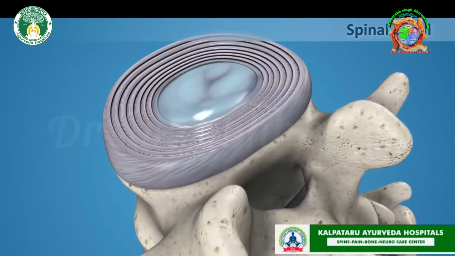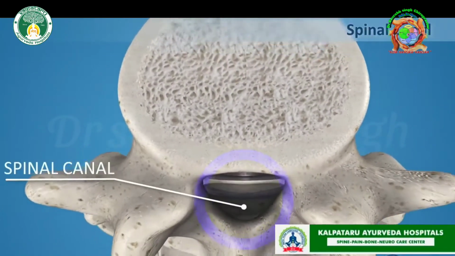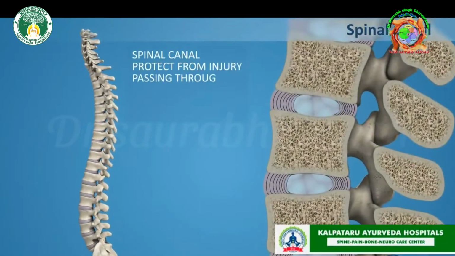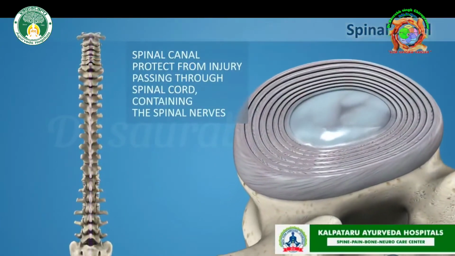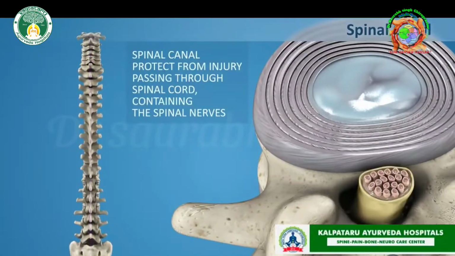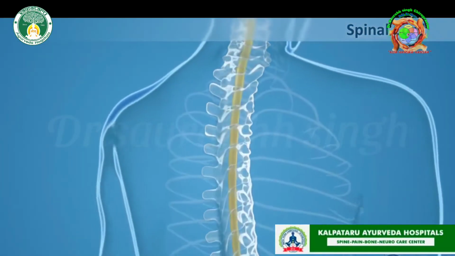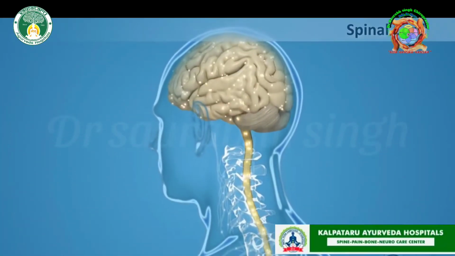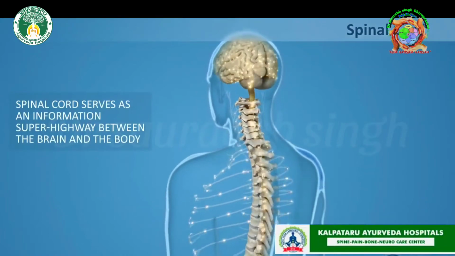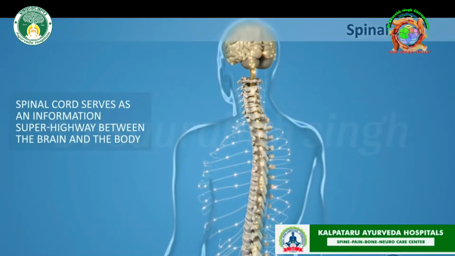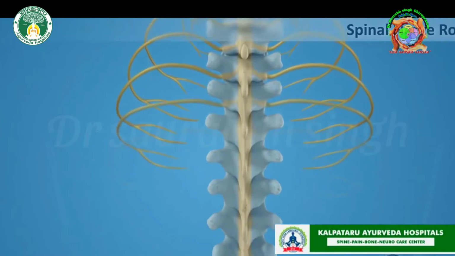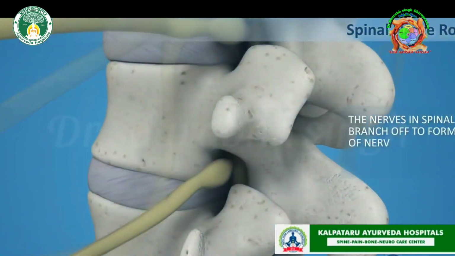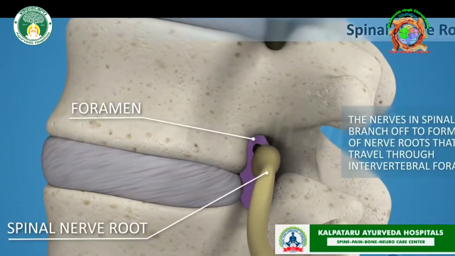Directly behind the discs, the ring-like vertebral bodies create a vertical tunnel called the spinal canal or neural canal. The spinal cord and spinal nerves pass through the spinal canal, which protects them from injury. The spinal cord is the major column of nerve tissue that is connected to the brain and serves as an information superhighway between the brain and the body. The nerves in your spinal cord branch off to form pairs of nerve roots that travel through the small openings between your vertebrae, intervertebral foramens.